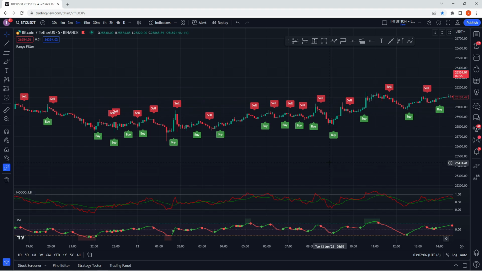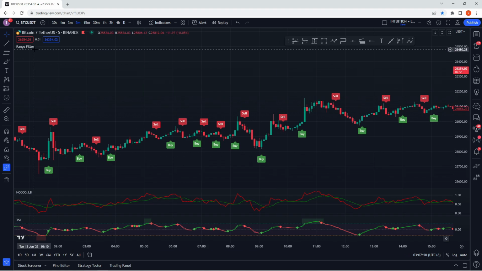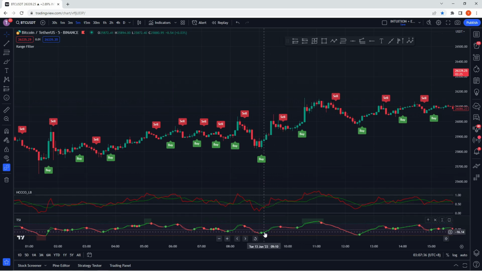In order to take a long position, firstly there must be a buy signal. As you can see from the range filter itself, there'll be the buy signals given by the range filter. That is your first indication. Your second indication for you to take a long position is when the red line must be above the green line at that point of time. Here you can see that we have the red line above the green line, and next there must be a green signal on the TSI.